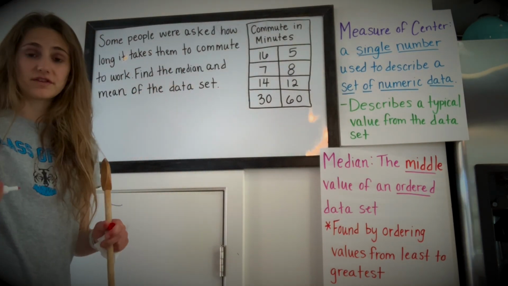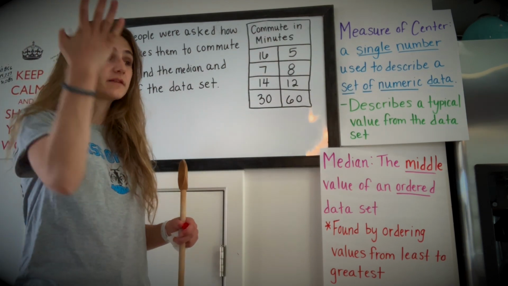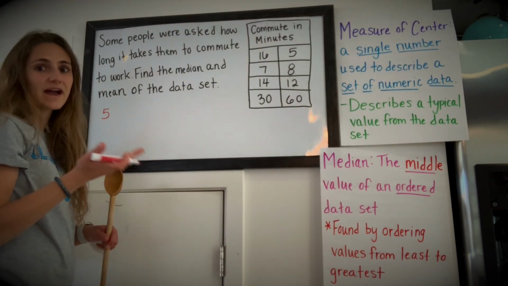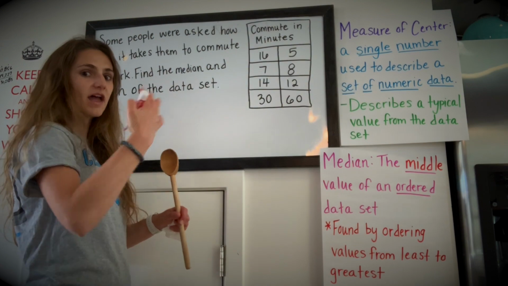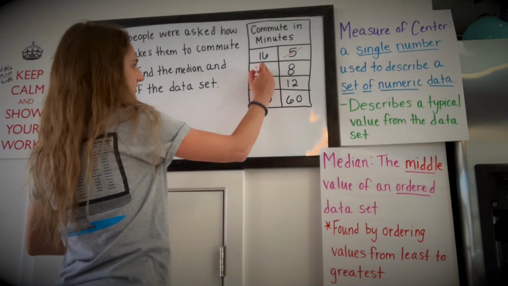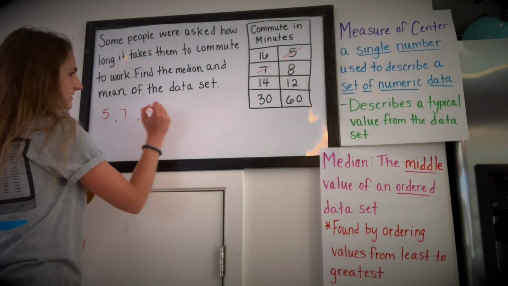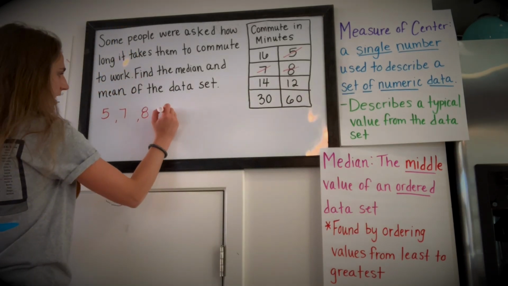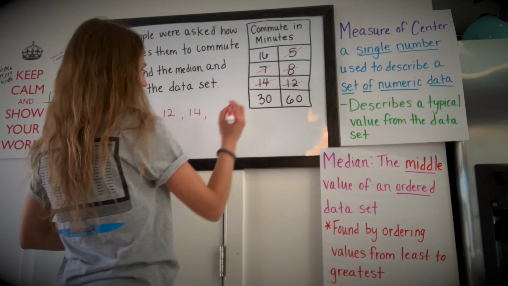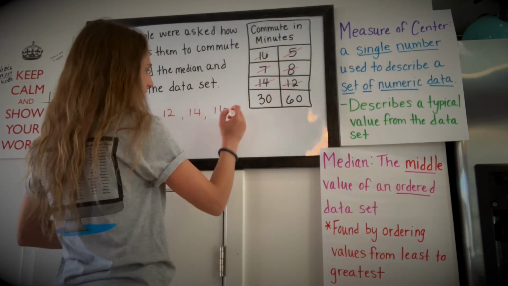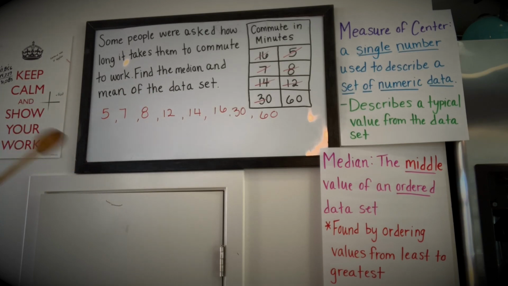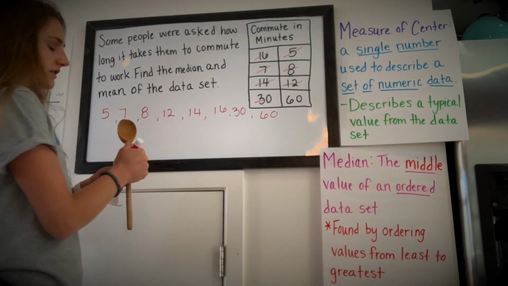So we know we need to order this data from least to greatest, from smallest to biggest. So we'll start with our smallest number, which is 5. And when I'm ordering data, I always like to cross it off so that I know I've already factored it in. Okay, so we've done 5. Our next smallest number would be 7. Cross that out. Then we have 8. Cross it out. We have 12. Cross it out. We have 14. Cross it out. We have 16. Cross it out. We have 30. And we have 60.